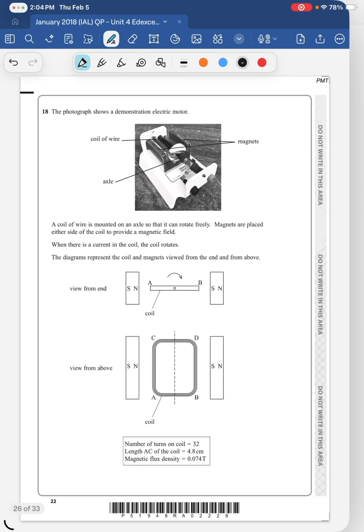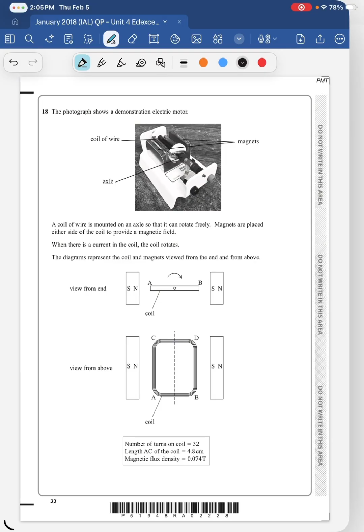Okay. And question 18, I think, is the last one. The photograph shows a demonstration electric motor. We have a coil of wire, magnets, an axle. A coil of wire is mounted on an axle so that it can rotate freely. Magnets are placed either side of the coil to provide a magnetic field. When there is a current in the coil it rotates. The diagram represents the coil and magnets viewed from the end and from above.